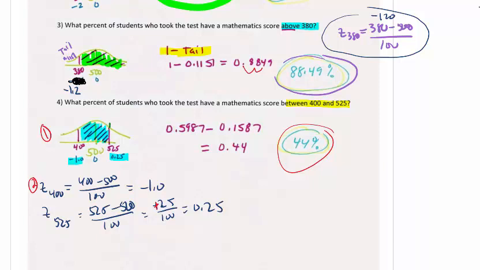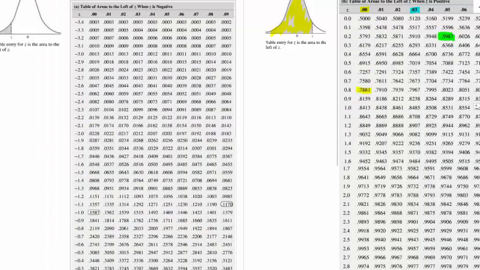Go to my charts, and I'm looking again at the 0.25 and the negative 1.0. I look at 0.25, which is in the green here, the 0.5987, and the negative 1.0 is here, 0.1587.